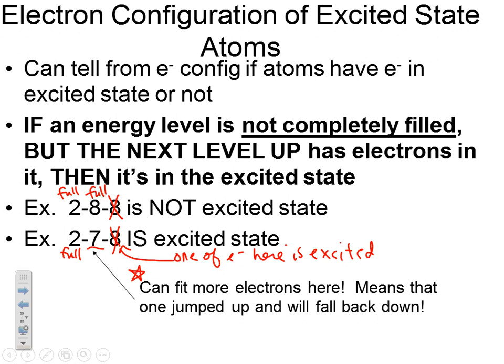You can fit more electrons in that second shell, but you still have electrons in the third shell. So one of those electrons in the third shell is an excited electron. It's going to return to the second shell.